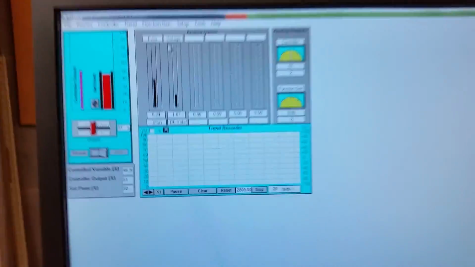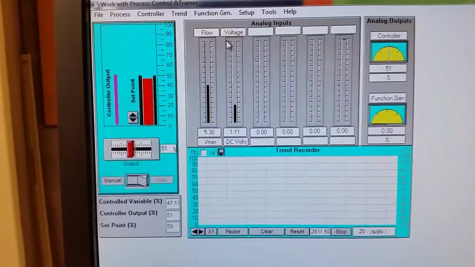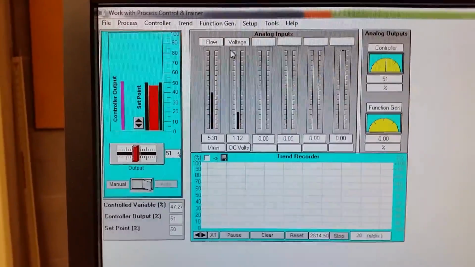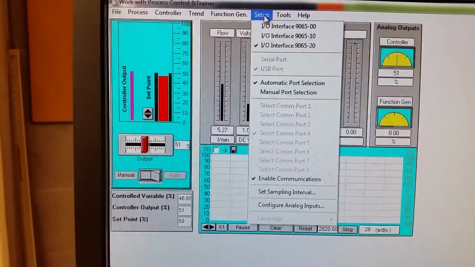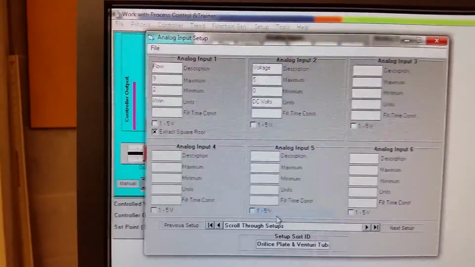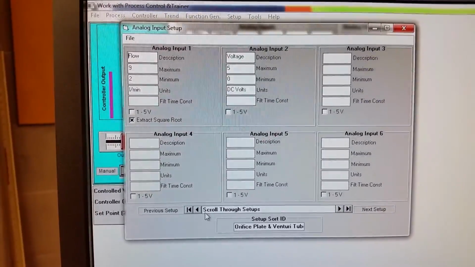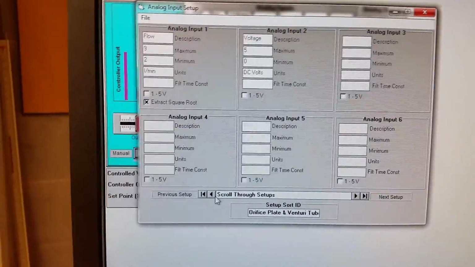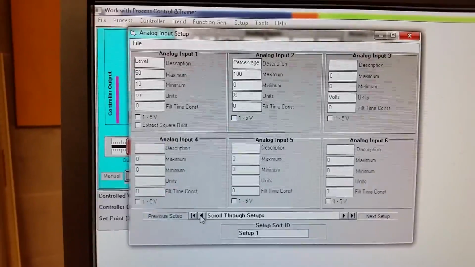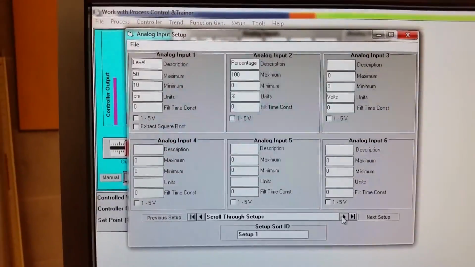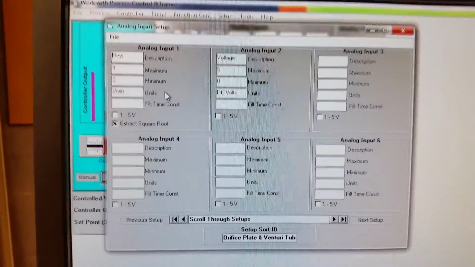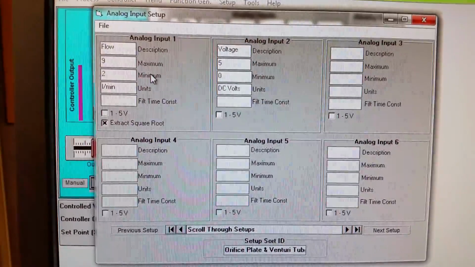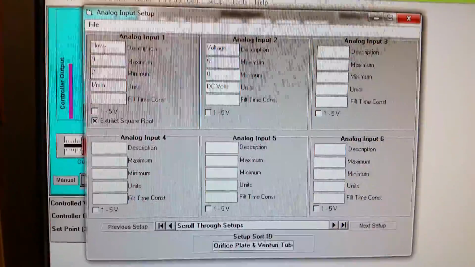Now that voltage is going into those two ports. How do we get this to show flow and voltage here and reference the same 2 to 9 liters per minute and 0 to 5 out? Well, if we go over here to setup, go down to configure your analog inputs. As you scroll through, I've labeled this Orifice Plate and Venturi Tube. Go through, it looks like somebody set up a level lab here, a temperature lab, analog inputs, and this one is referring to flow and voltage. If this is not here, then create a new input setup with flow.